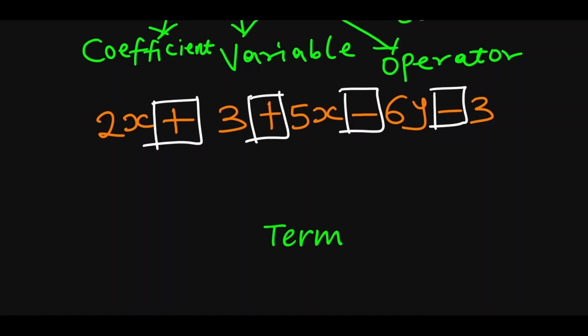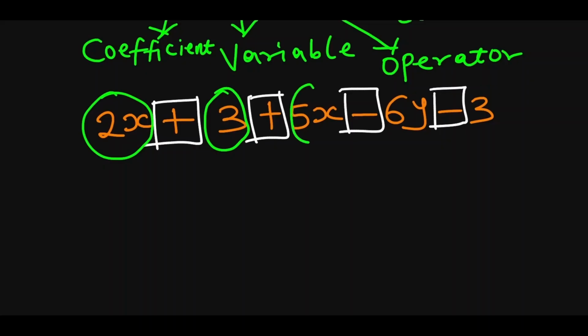So a term just means anything that is on either side of the operator. So an operator separates one term from another. Also, the equal to sign separates one term from another. What do I mean? This 2x here is a term. 3 here is a term. 5x here is a term. 6y here is a term. And then 3 is another term. So these are all the terms in this algebraic expression.